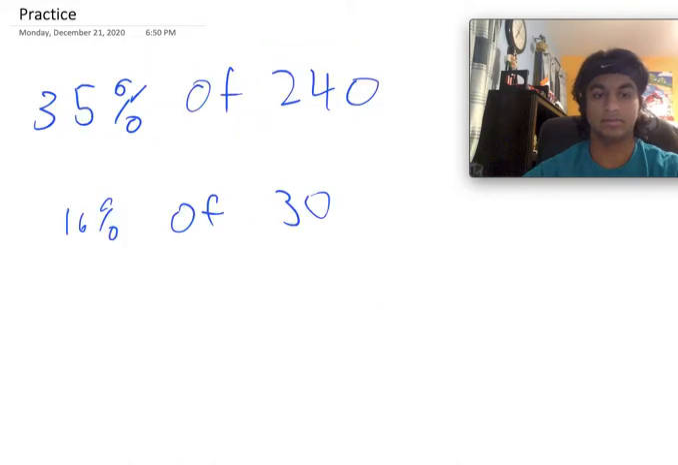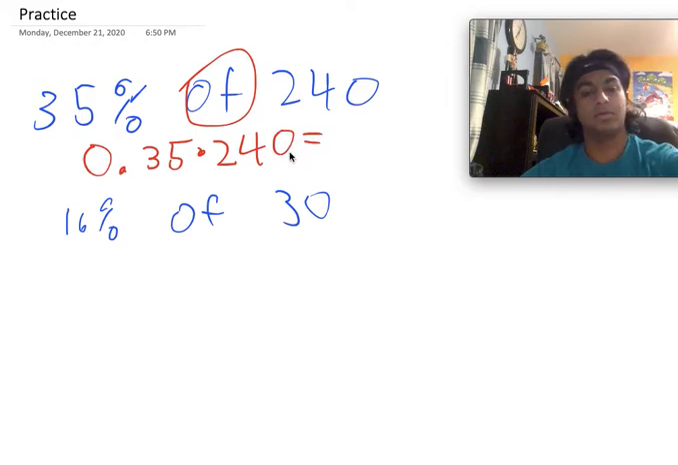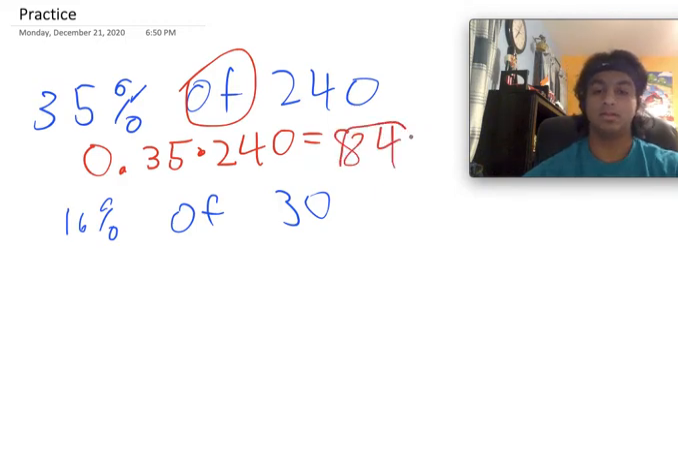Now let's start some practice. What's 35% of 240? So we have the big "of" here. So let's take 35%. I'm just going to rewrite that as 0.35 and multiply that by 240. Now, if your teacher's nice, you can use a calculator. So just do 0.35 times 240. That'll give you 84. There's your answer.